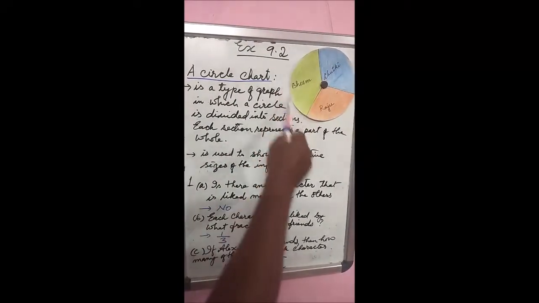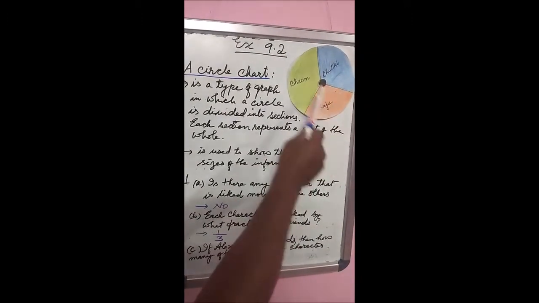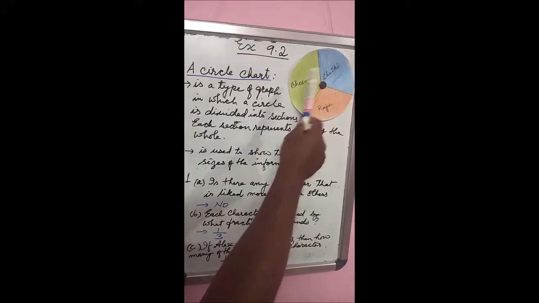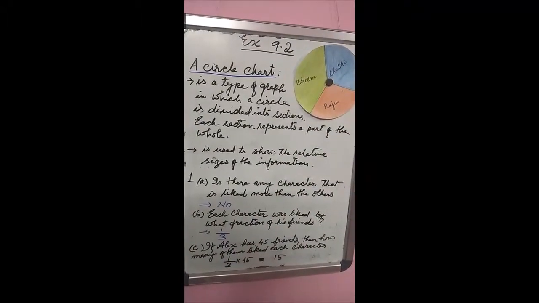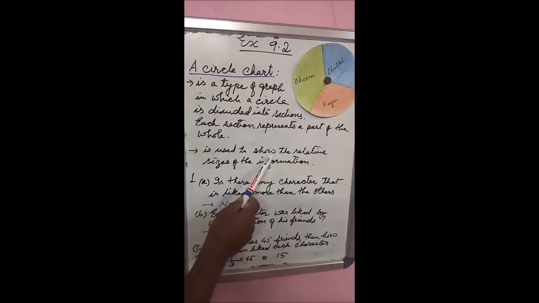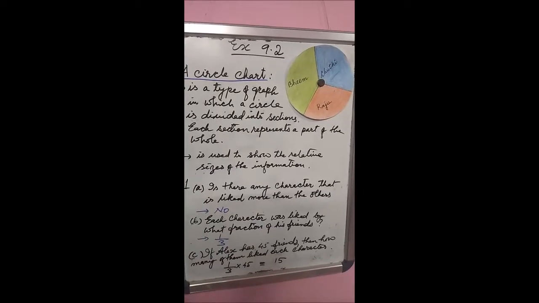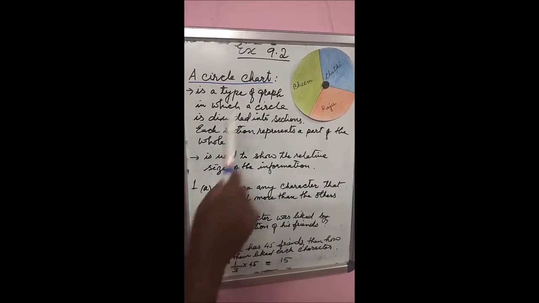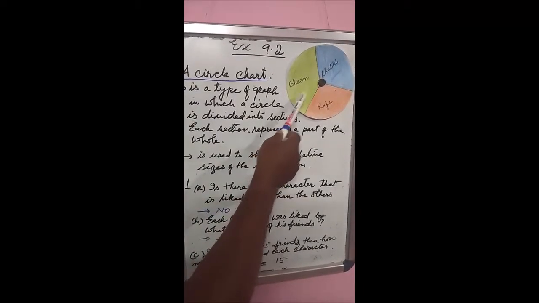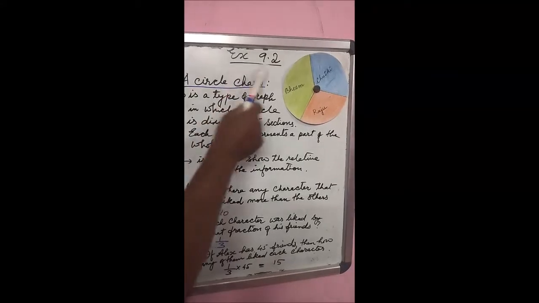That means the whole circle is divided into 3 parts, and each part represents the part of the whole of the circle. Then a circle chart is used to show the relative sizes of the information. That means whatever information we get, it shows the size of the information. Now we shall go to the exercise 9.2.